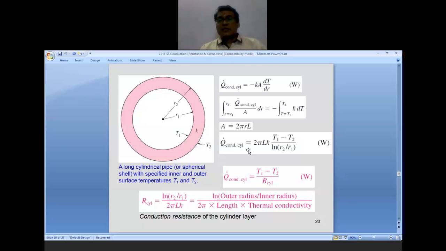Now in this case, what will be the resistance? With T1 minus T2 there, the resistance R will be nothing but ln of R2 upon R1 upon 2 pi K L. So this is the resistance through the cylinder. This is the conductive resistance of a cylinder layer, that is ln of outer radius to inner radius upon 2 pi K L.